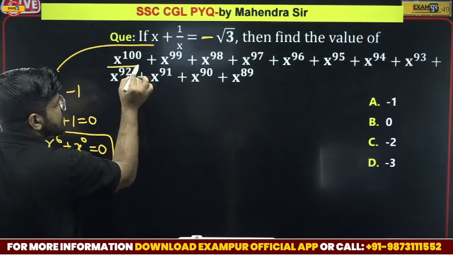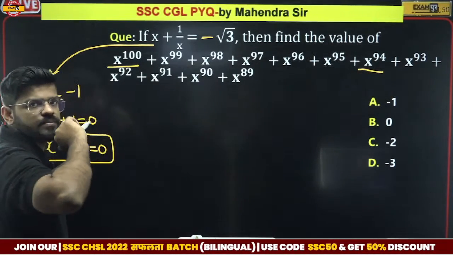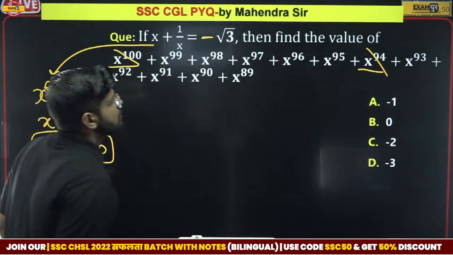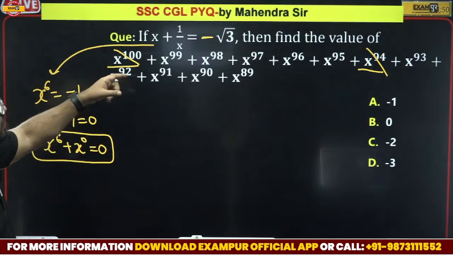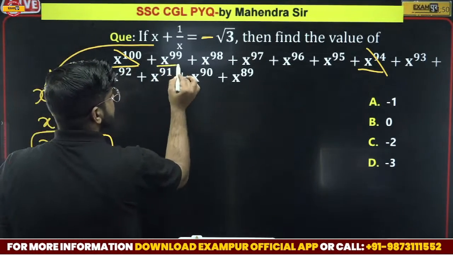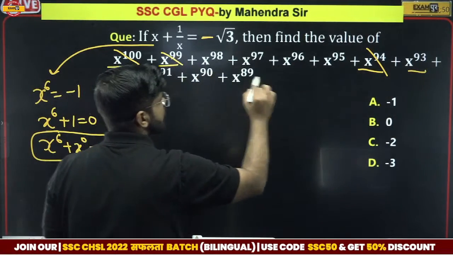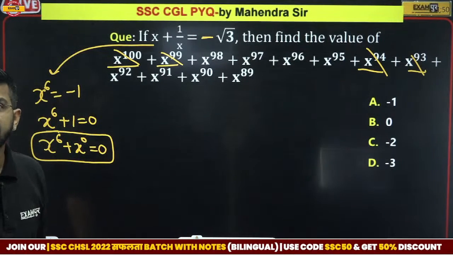So 100 and 6 difference is 94. So this will get 0. This will get cancelled out. This will give 0. Is it clear? And 99 will be cancelled out by 93. Power difference is 6. This will get cancelled out. Why will this get cancelled out?